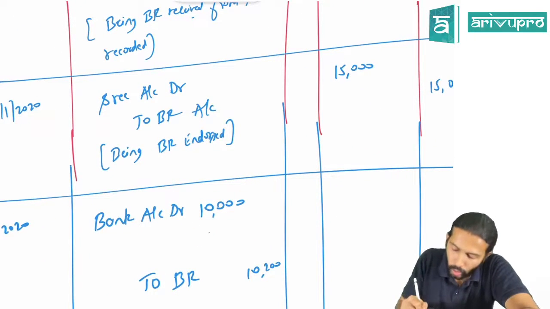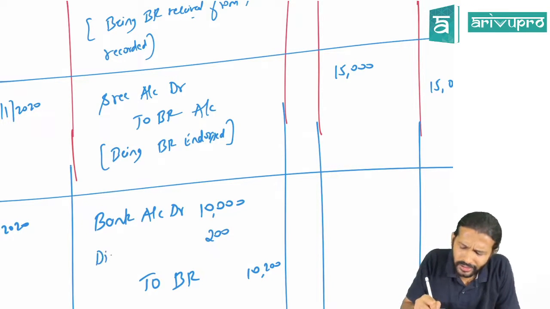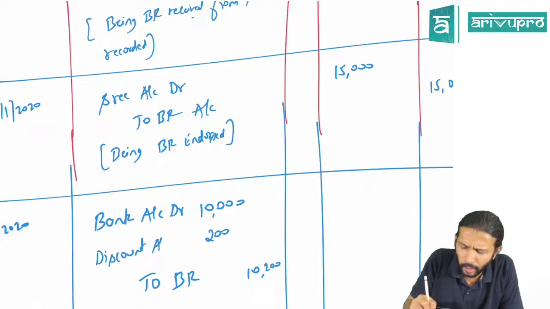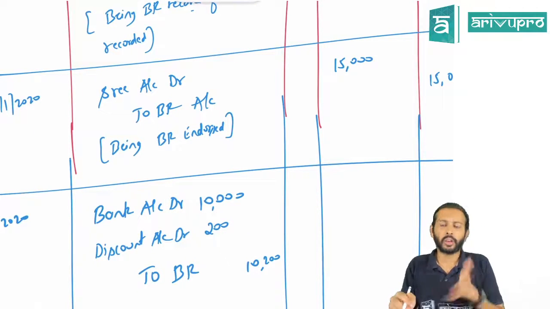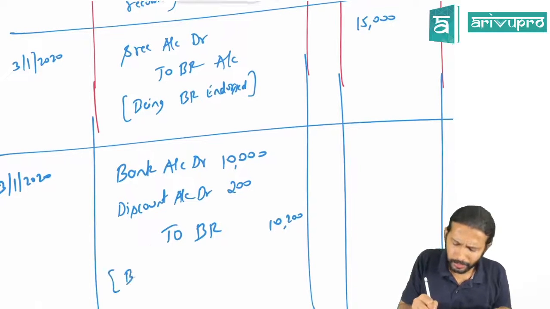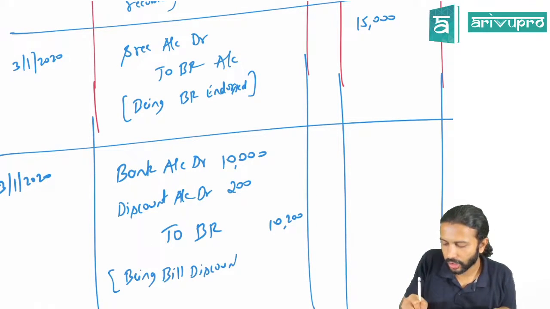That means 200 rupees the bank is not giving me. That is a loss for me, which we'll call discount. It's a loss, no? As per the nominal account rule, loss is to be debited. So discount account debit, 200 rupees. In the narration, you can just write "being bill discounted." That's all you can write.